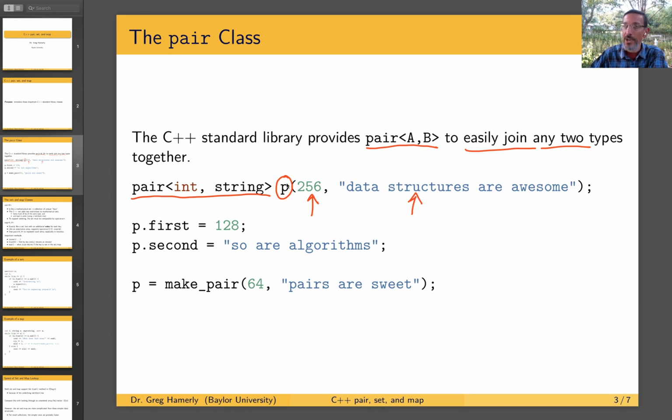So this would create an object called P that has two elements, and the first one is called first, and the second one is called second, and I can directly assign to them if they're not const, right? I could say p.first equals 128, and I could say p.second equals so are algorithms.